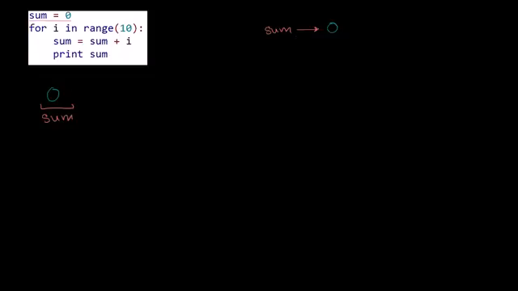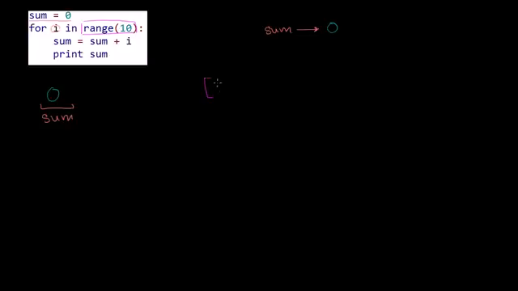And what the for loop says is, let's iteratively assign I to each of the elements in the list generated by range of 10. Just to be clear, if we call this right over here range of 10, this will generate a list that looks like this.